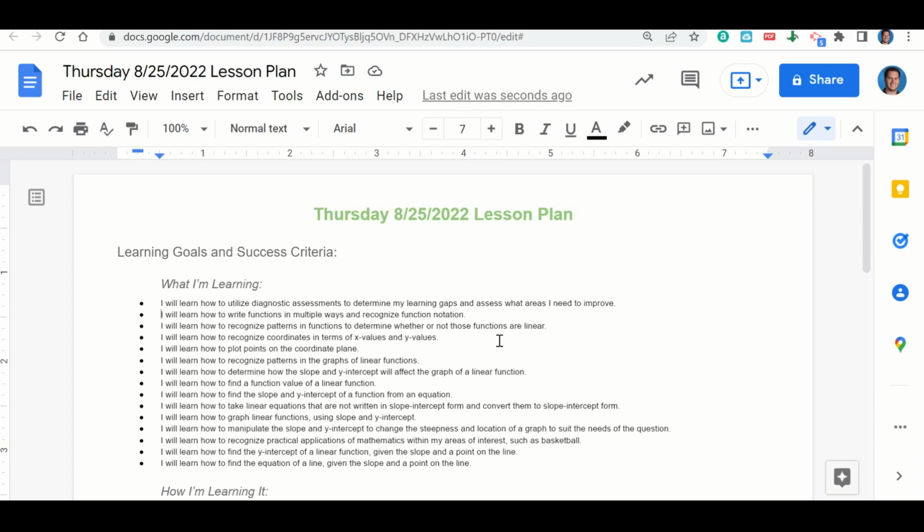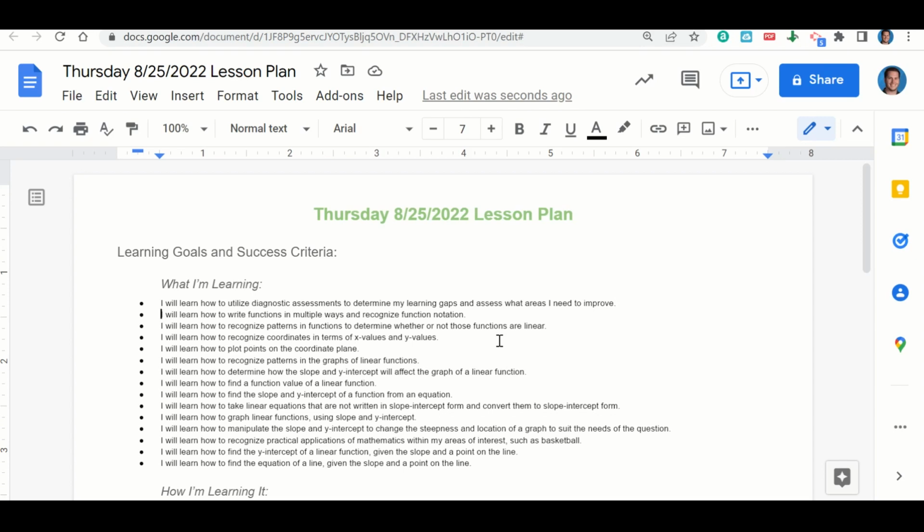How to recognize patterns in the graphs of linear functions. How to determine how the slope and y-intercept will affect the graph of a linear function. How to find the function value of a linear function. How to find the slope and y-intercept of a function from an equation.